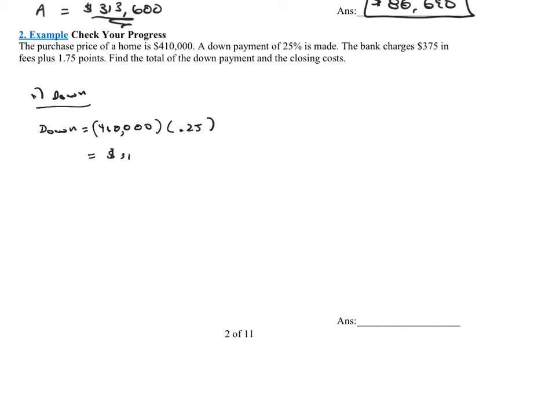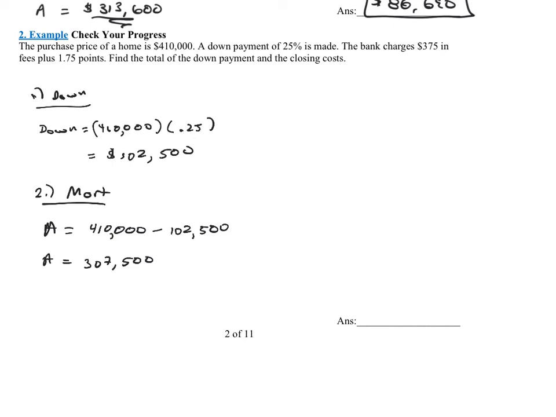I'm getting $102,500. $102,500 is the down payment of this home. Now that I know the down payment, I can calculate the mortgage amount. To find the mortgage amount, which is going to be our loan amount, A in the formula, we always do the sale price, which was $410,000, minus the down payment, which was $102,500, which gives us the mortgage amount of $307,500.